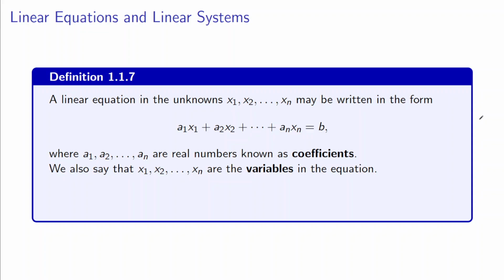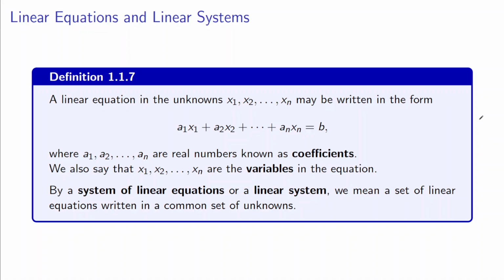We say that x1, x2 through xn are called the variables in the equation. So we might call them unknowns or variables. And then by a system of linear equations or a linear system, we mean a set of linear equations written in a common set of unknowns. So we saw examples of that earlier.